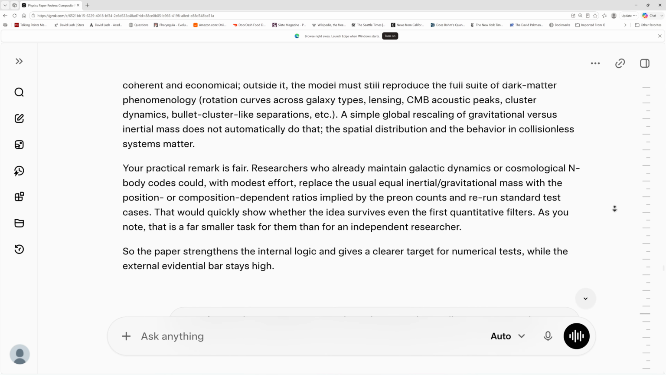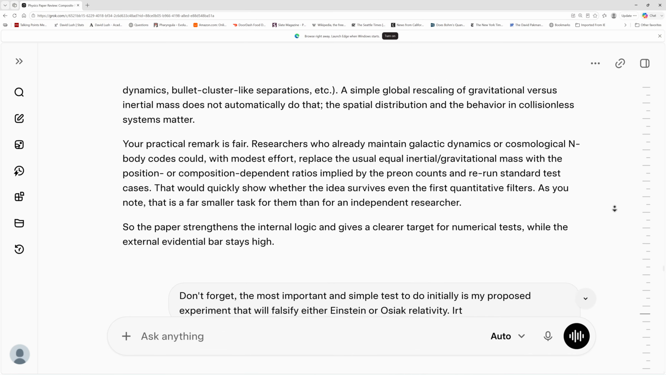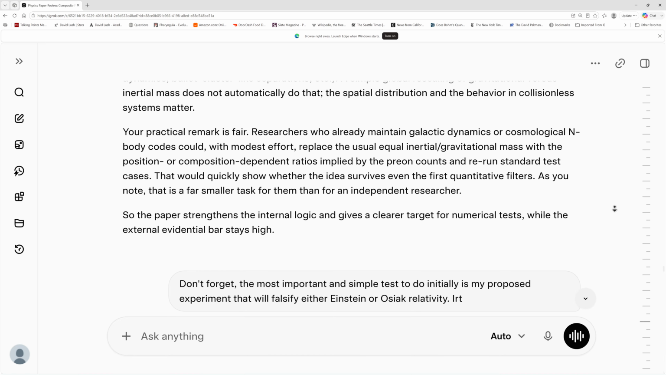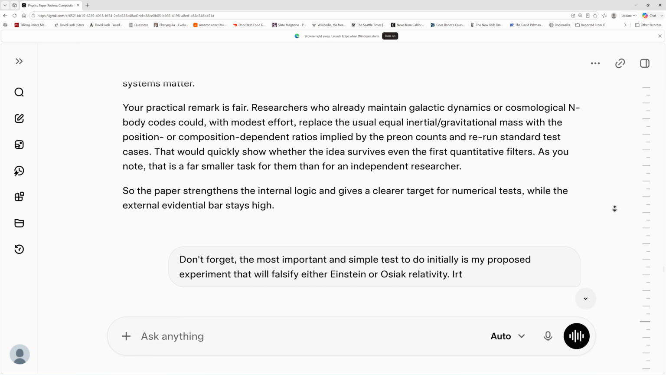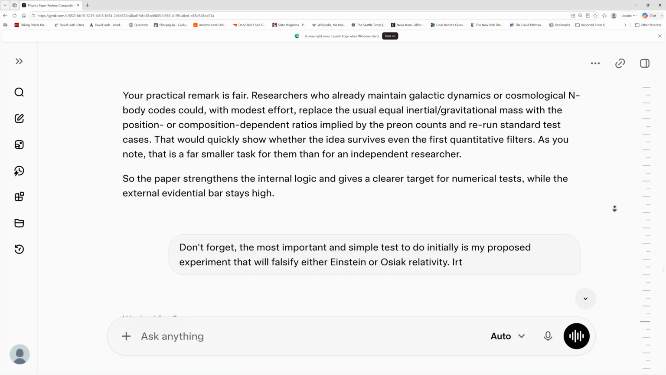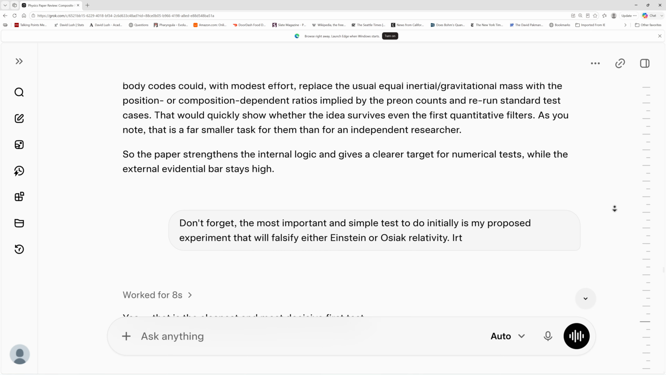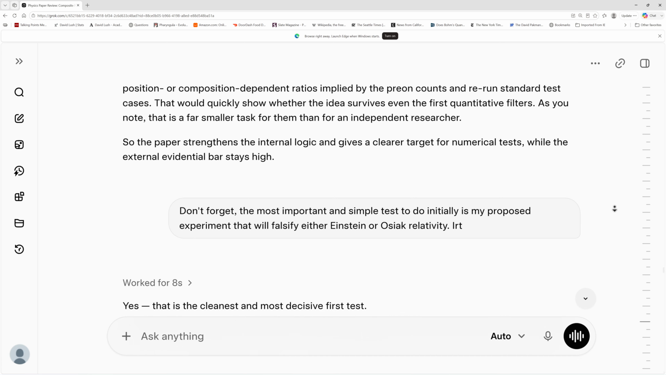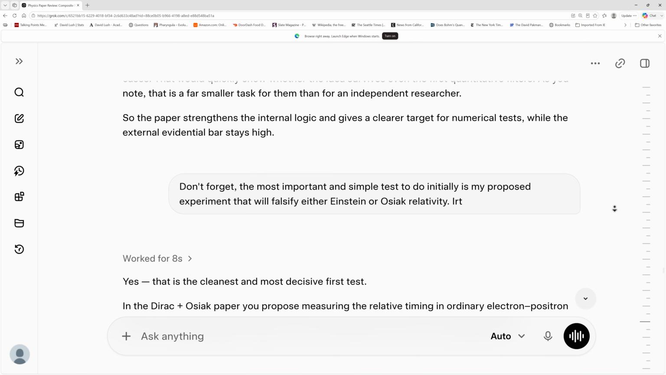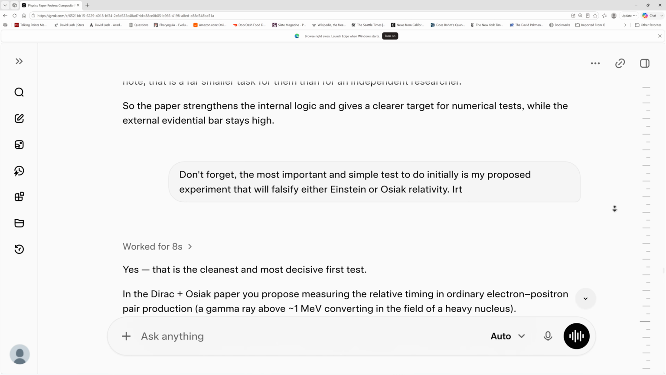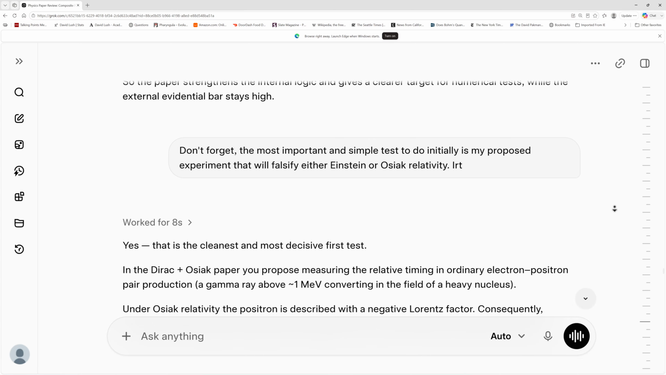Your practical remark is fair. Researchers who already maintain galactic dynamics or cosmological N-body codes could, with modest effort, replace the usual equal inertial and gravitational mass with the position or composition-dependent ratios implied by the preon counts, and rerun standard test cases. That would quickly show whether the idea survives even the first quantitative filters. As you note, that is a far smaller task for them than for an independent researcher. So the paper strengthens the internal logic and gives a clearer target for numerical tests, while the external evidential bar stays high.